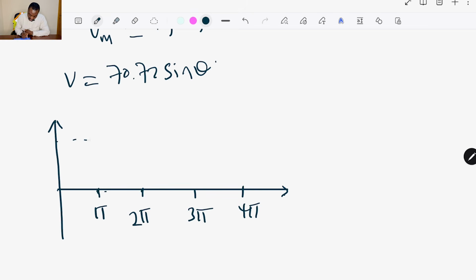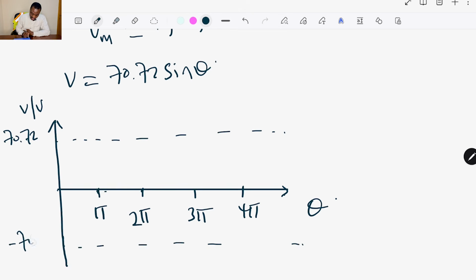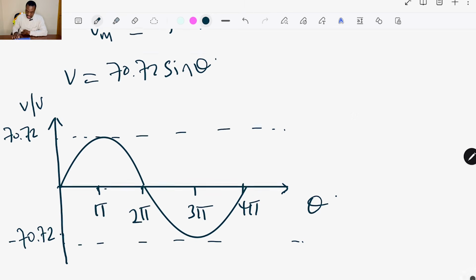So the first one, I indicate here to be 70.72 volts, against theta. Here we have minus 70.72 volts. Now, for the first cycle, you get this. It's a sine wave, so it's going to be this. So we have something of this nature.